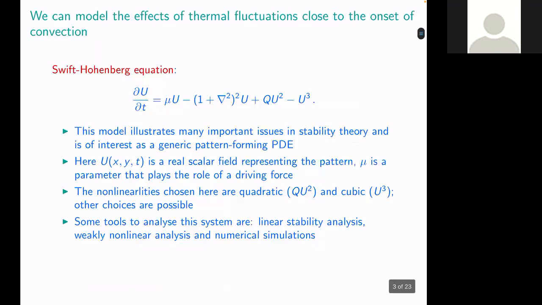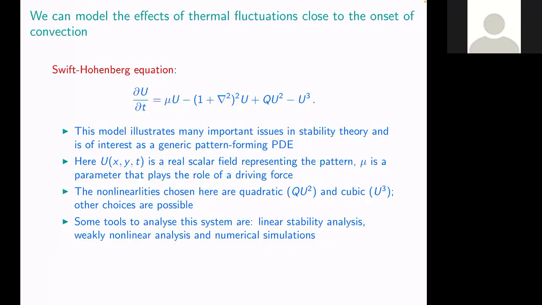But before that, if we want to model a simple pattern forming system, the prototypical example that we all learn is that of the Swift-Hohenberg equation. And this was originally inspired to model thermal fluctuations close to onset in convection.